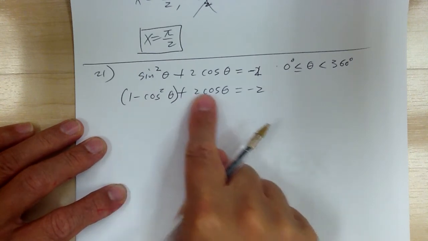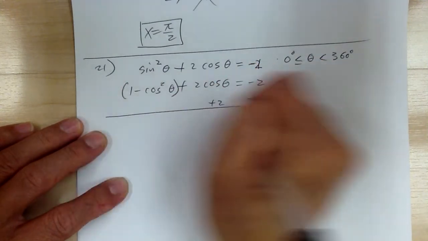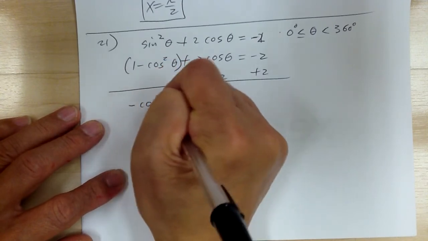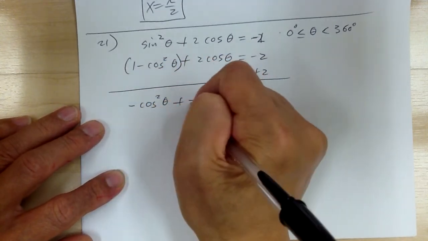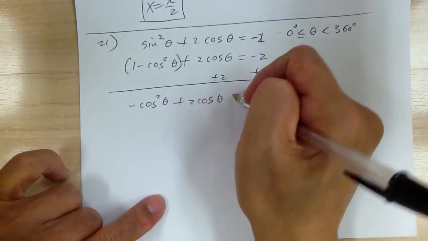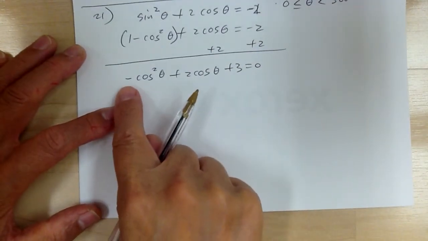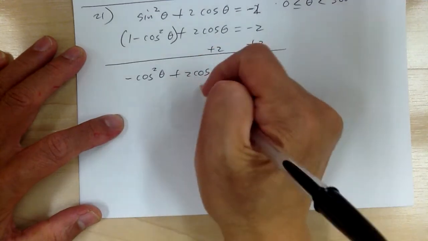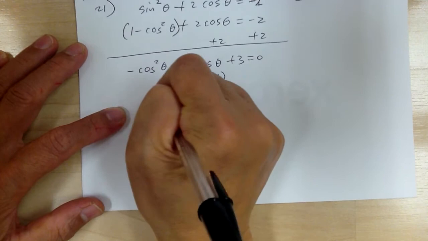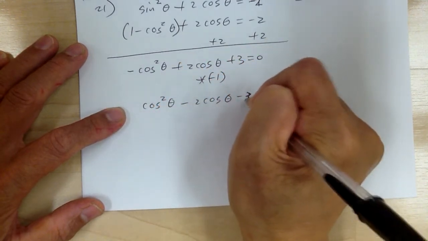Then after that, you go ahead and try to move everything to this side. So I'm going to plus 2 on both sides, and I'm going to rearrange in correct order. So I get negative cosine squared theta, plus 2 cosine theta, and 1 plus 2 will give you 3. Now, before I can do factoring, I don't want to do factoring with a negative in front. So I'm going to multiply it by negative 1, to get rid of the negative in front. So I get cosine squared theta minus 2 cosine theta minus 3 equal to 0.